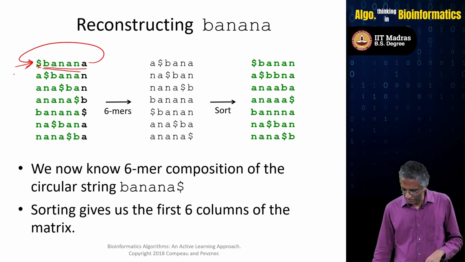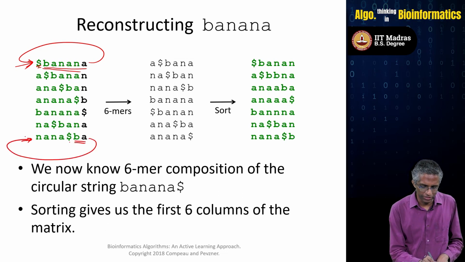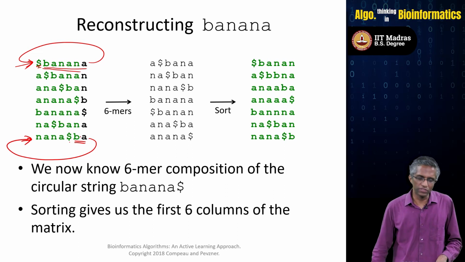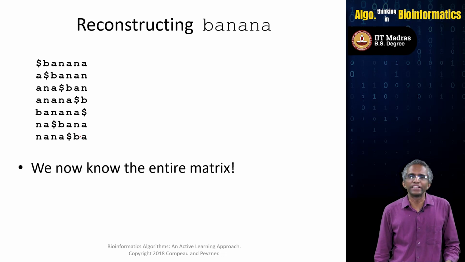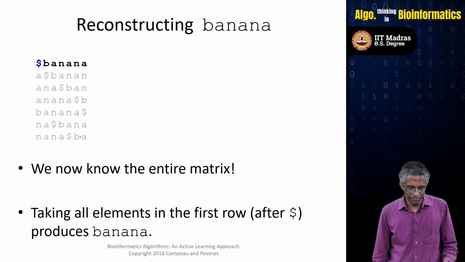For that matter, you can take any of these. I can also take this last row. I can say dollar is my last one, so I will just take this BA and rotate it first. So I'll have BA, NA, NA, dollar, and that is going to be my genome. So once you know the entire matrix, like I said, you can take any row of this matrix and know what the genome is. For instance, all the elements after dollar will give you the genome banana.